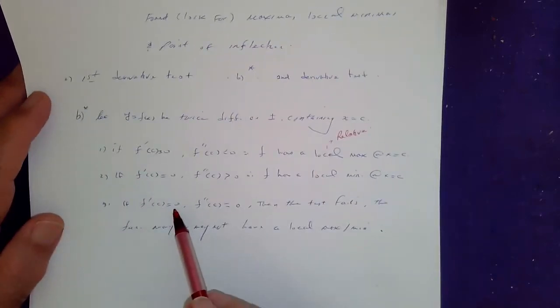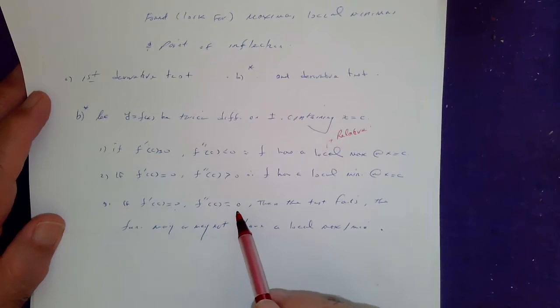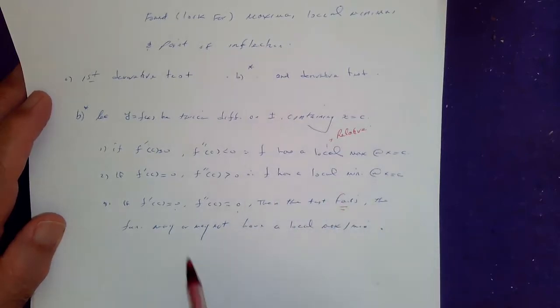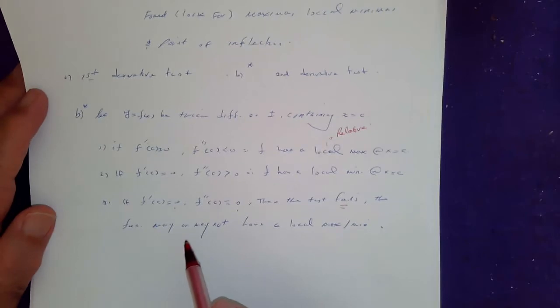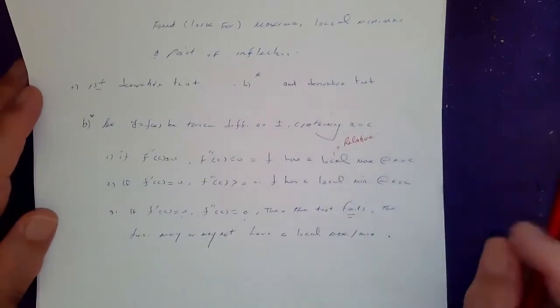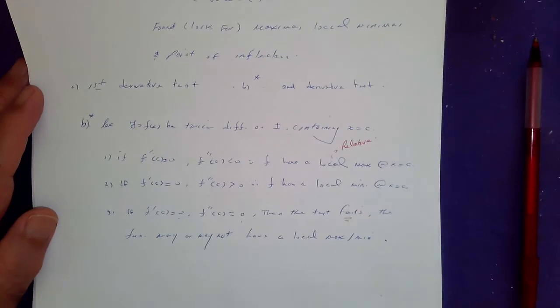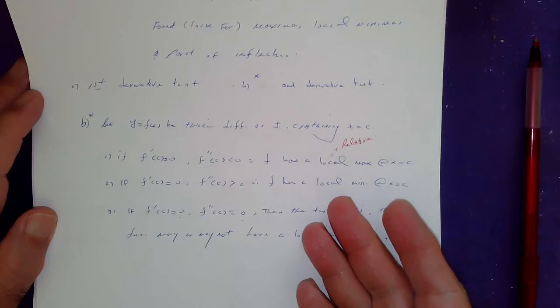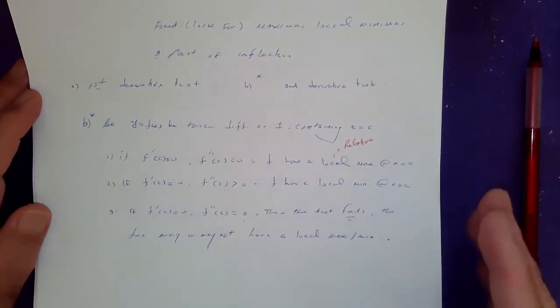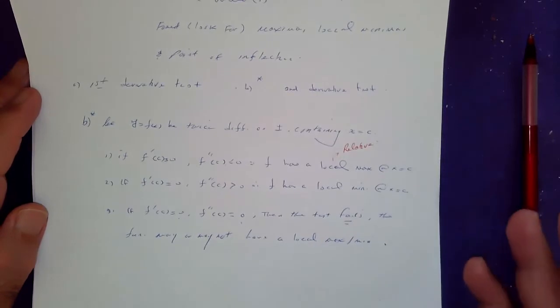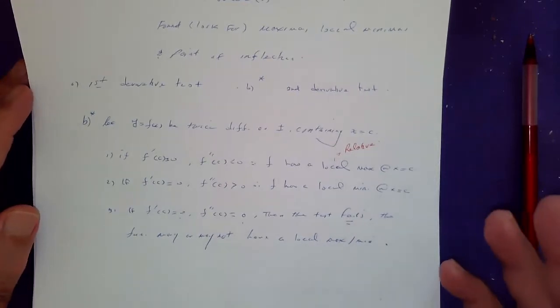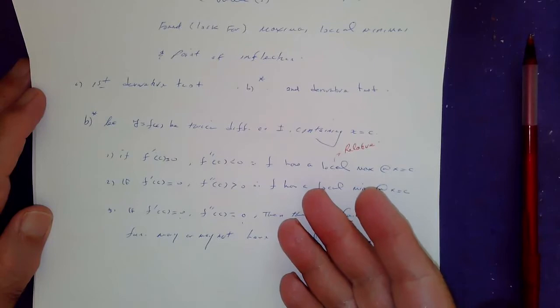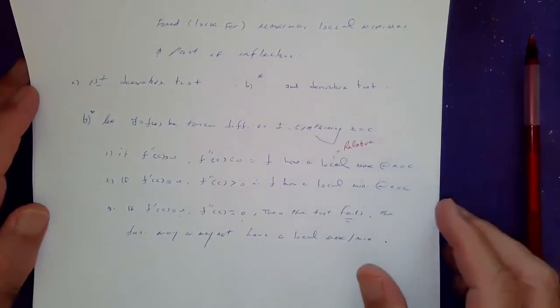If f prime was 0 and f double prime was 0, then the test failed. So now we have to come up with some other strategy. Perhaps we have to graph the function and see if we have a relative maximum or minimum. In other words, the function may or may not have a local maximum or minimum. So obviously the test is inconclusive. So we have to come up with plan B, either by graphing the function or by other means, because obviously the test did not give us solid information.